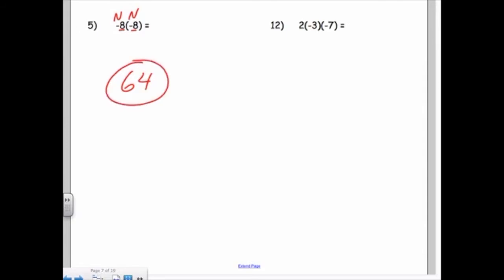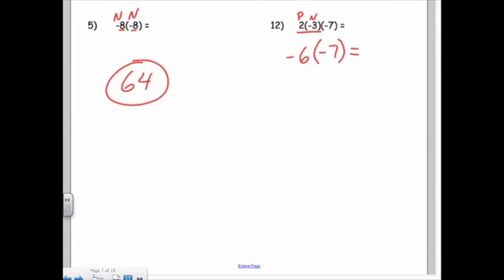With 12, because you have three numbers, there's something I always said in the past, and I'll say it again. Take it two numbers at a time. So right now, 12 says 2 times negative 3 times negative 7. I would do 2 times negative 3 first. Don't even worry about the negative 7. 2 times 3 is 6. Because one's positive and one's negative, it's actually negative 6. Now I'll bring down the negative 7.